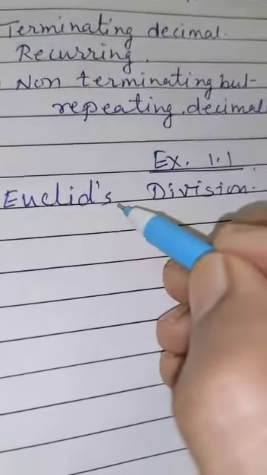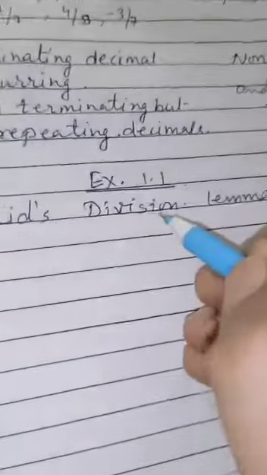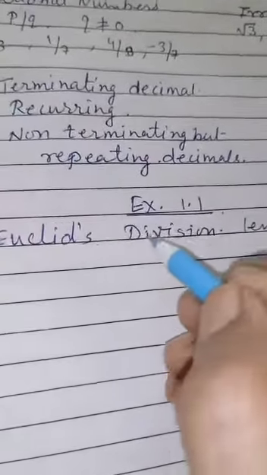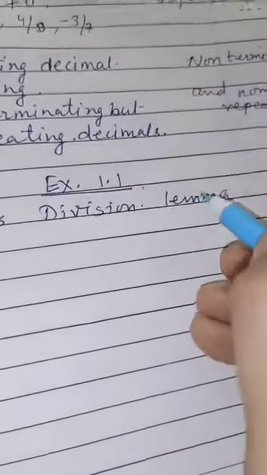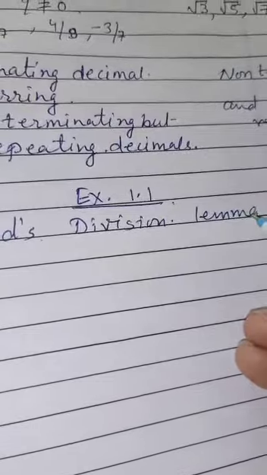Euclid is a mathematician. He is known as the father of geometry. Division means this theorem is related with the division process, and lemma is a set of steps. Okay, so Euclid's division lemma. What is Euclid's division lemma?